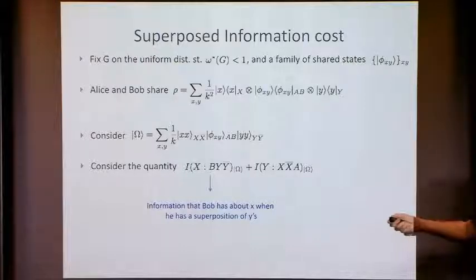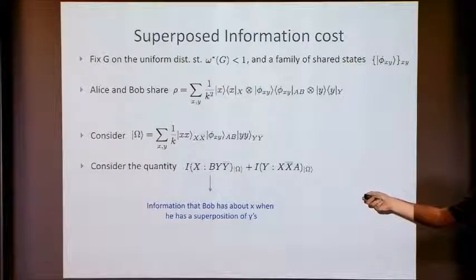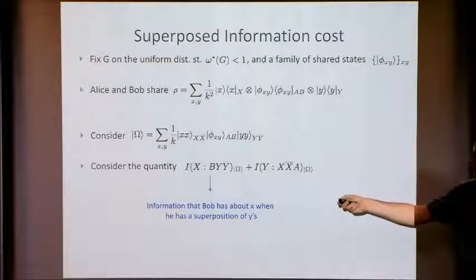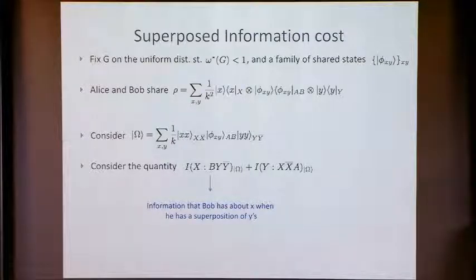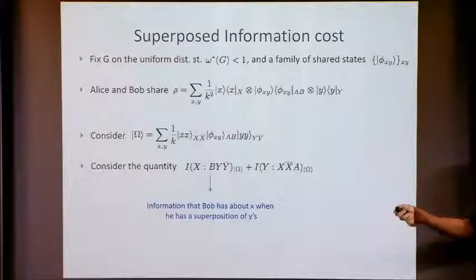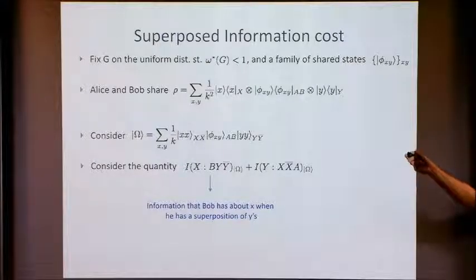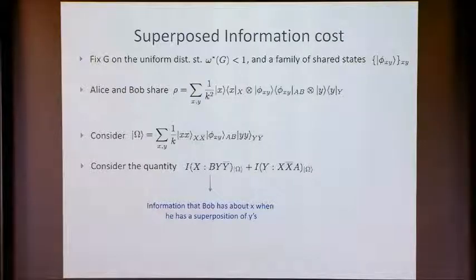So on one side of this mutual information, you have x. You have two copies of x, but since you trace out x bar, this is still classical x on the left side. But on the right side, when we consider Bob, we don't consider Bob like in the usual setting, but we consider Bob who has a superposition of his inputs now. So this quantity corresponds to the information that Bob has about Alice's input x, but we allow him to be in a superposition of his inputs y, right?